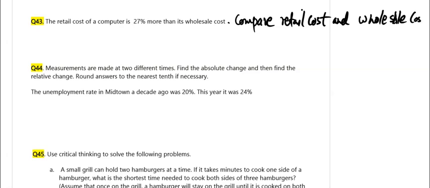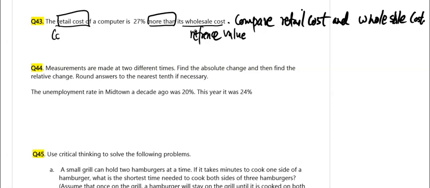So if you say the retail cost of the computer is 27% more than the wholesale cost, how do you compare retail cost and wholesale cost? Notice that after "more than" you have wholesale cost. So wholesale cost is the reference value. Anything after "than" is the reference value. So the retail cost here is going to be the compared value, which we also call the new value.